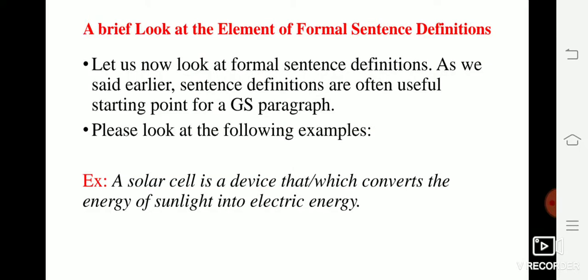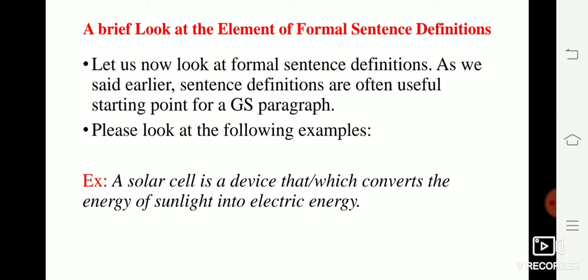So we take a brief look at the elements of a formal sentence definition. Okay. So we look at the sentence definition now. Let us now look at formal sentence definitions. As we said earlier, sentence definitions are often a useful starting point for a GS paragraph. Please look at the following examples.